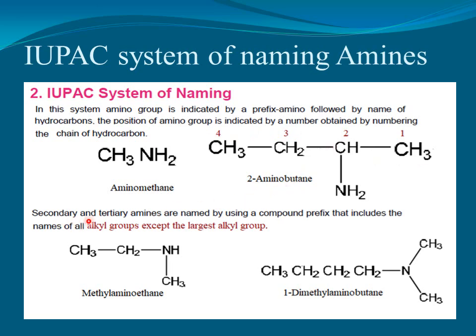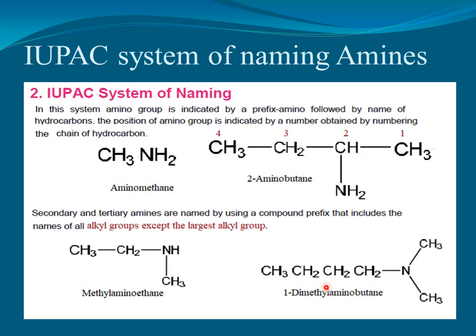Now students, secondary and tertiary amines are named by using a compound prefix that includes the name of alkyl groups except the largest alkyl group. Now you can see this is methyl amino ethane. This is a secondary amine. Why? Because this nitrogen is directly attached with two carbon atoms. So this is methyl amino ethane. Now students, you have noticed that methyl is written before and ethane is used as a parent chain because of the larger size. That is why it is called methyl amino ethane.